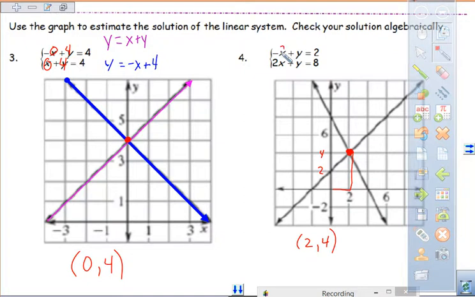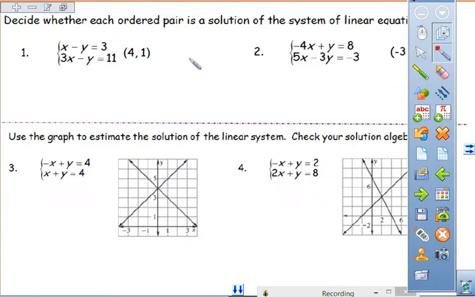If we check our answer, we're putting a 2 in for x and a 4 in for y, because this is our x value, this is our y value. So this gives us a 2. And down here, 2 times 2 is 4. 4 plus 4 more is 8. So it does check algebraically as well.